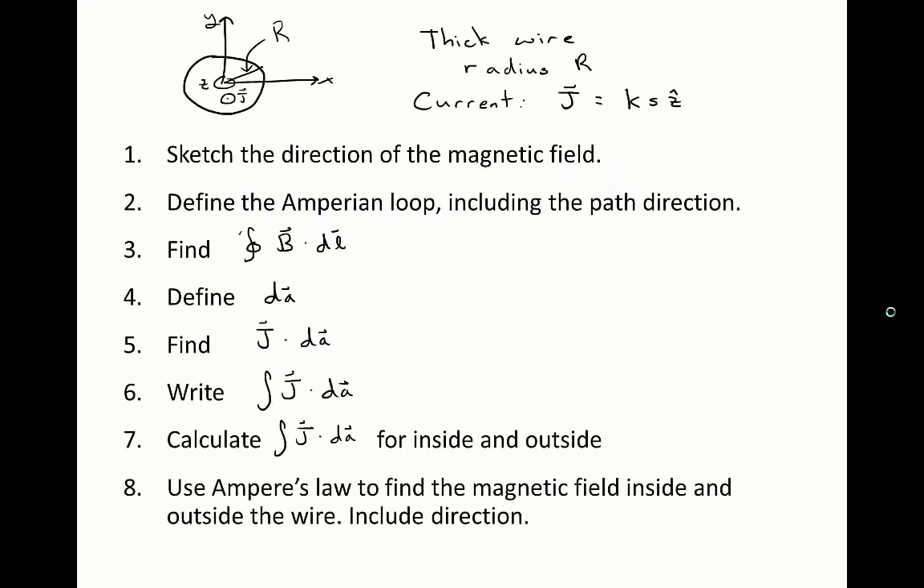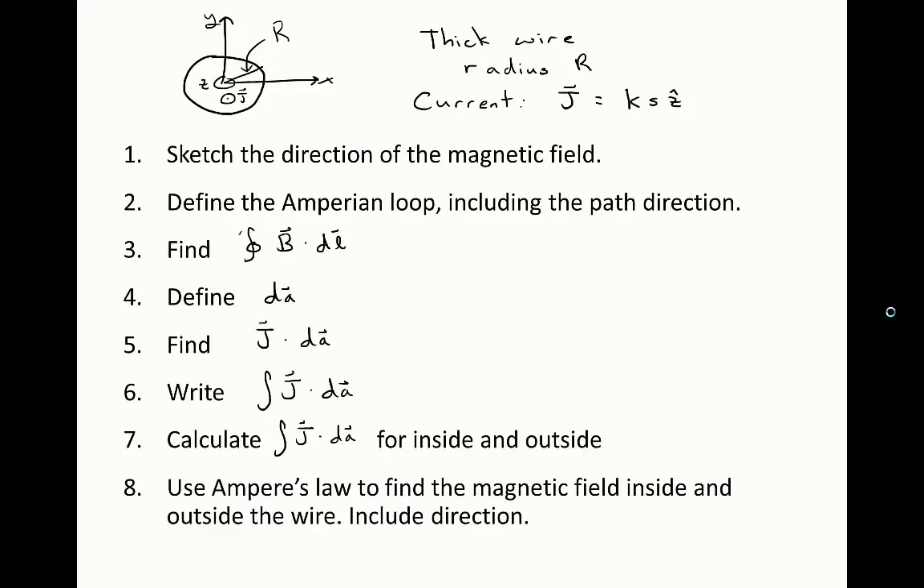Okay, so here's what I want you to do. Here we have the example of a thick wire. We looked at this current distribution last week. So what we have is a thick wire with a current K times S. K is a constant, so that means that the current is 0 at the very center of the wire, and then it increases and is the largest on the surface of the wire.